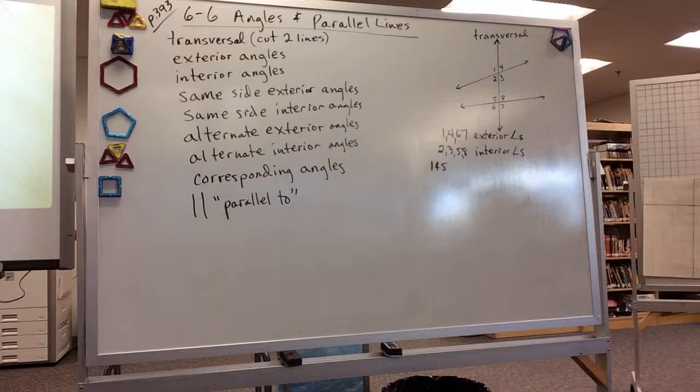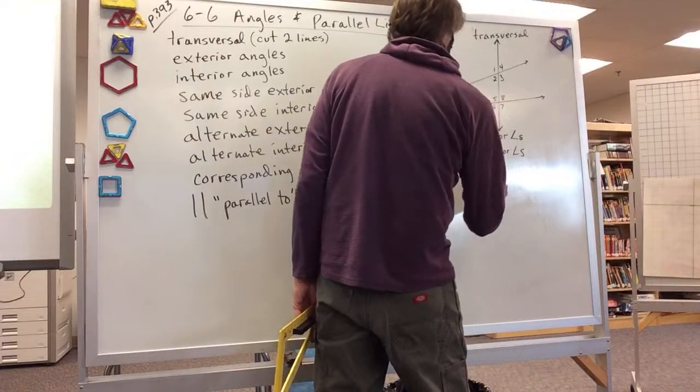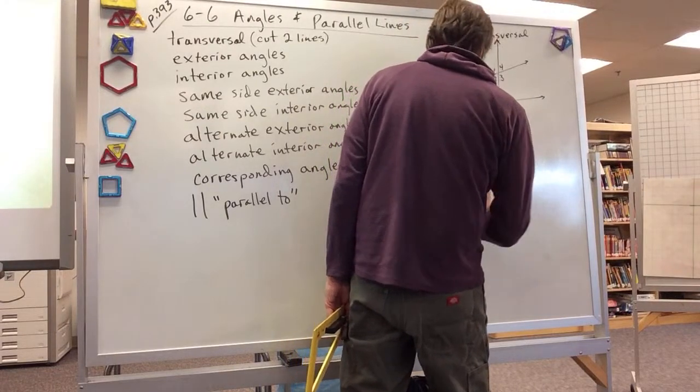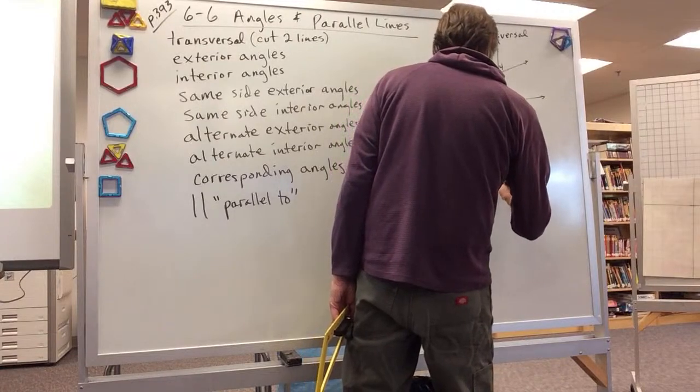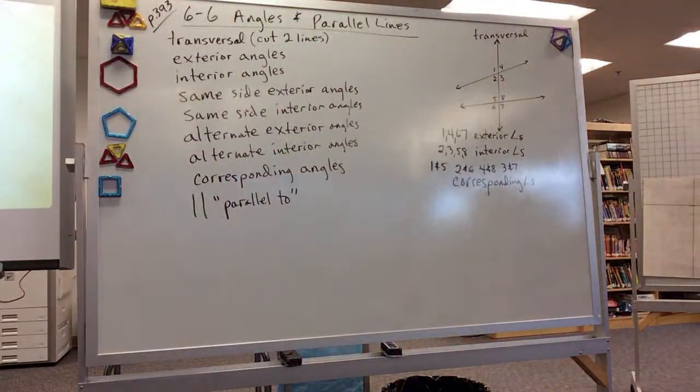So the exterior and interior is not a part of this definition of what a corresponding angle is. So 1 and 5, 2 and 6, 4 and 8, 3 and 7. Corresponding angles. Goes inside. But you're right, you said they're not parallel lines, so that means there's no relationship between them. There's nothing special about them. They're just corresponding.